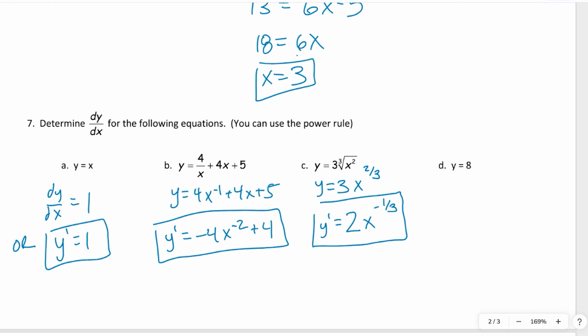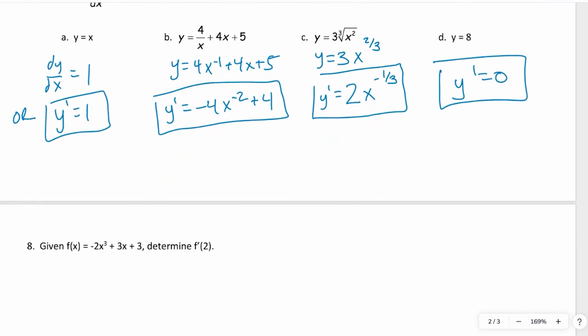The final one is a constant. If I were to graph this line, it'd be a horizontal line, and we should know what the slope of any horizontal line is, and it's 0. So that means the derivative here is just 0. The slope doesn't change, just like the slope doesn't change on a linear function.